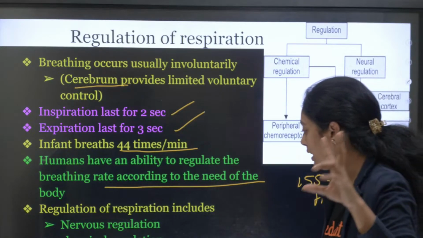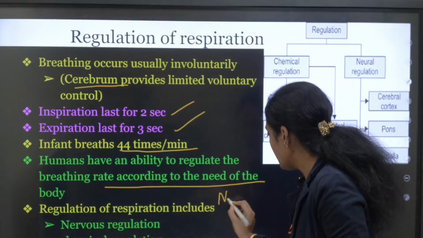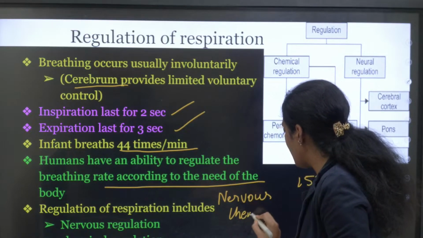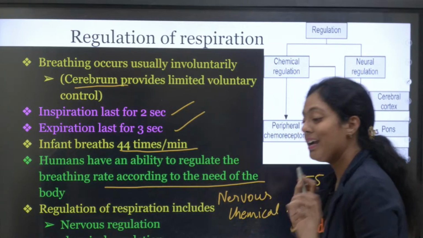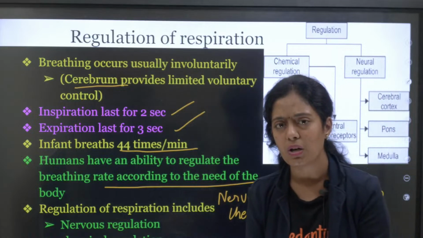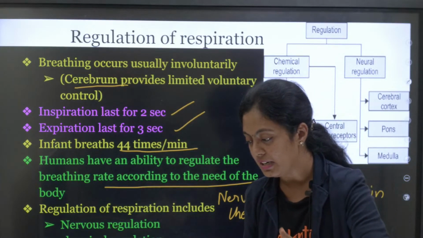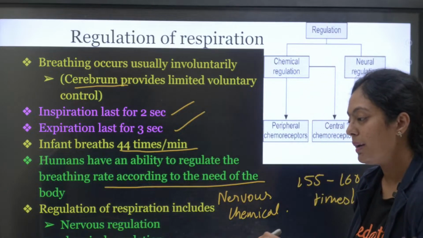Okay, so there are two kinds of control. One is nervous control, another one is chemical control. Two kinds of control. Let's try to understand. This is also very important. We have come to the end of the chapter: regulation of respiration and respiratory disorders. There are two more important topics.